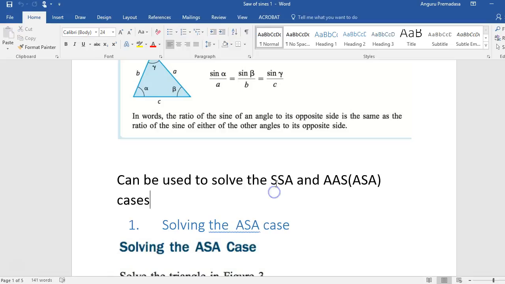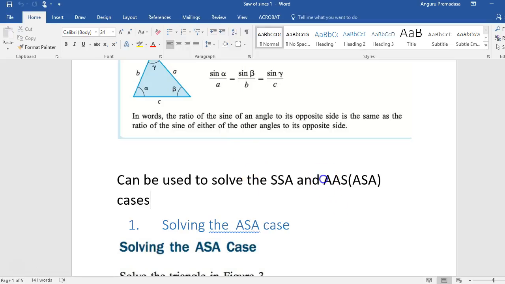So what does that mean? SS means two sides, and A means an angle, opposite one of the sides. If you have a triangle where we know two sides and an angle opposite one of the sides, you can use the law of sines to solve it.